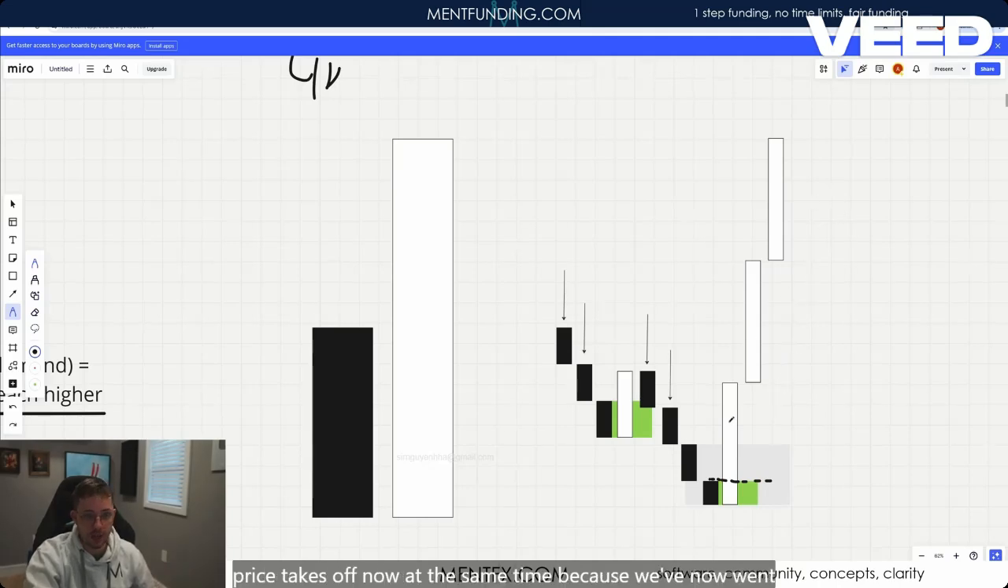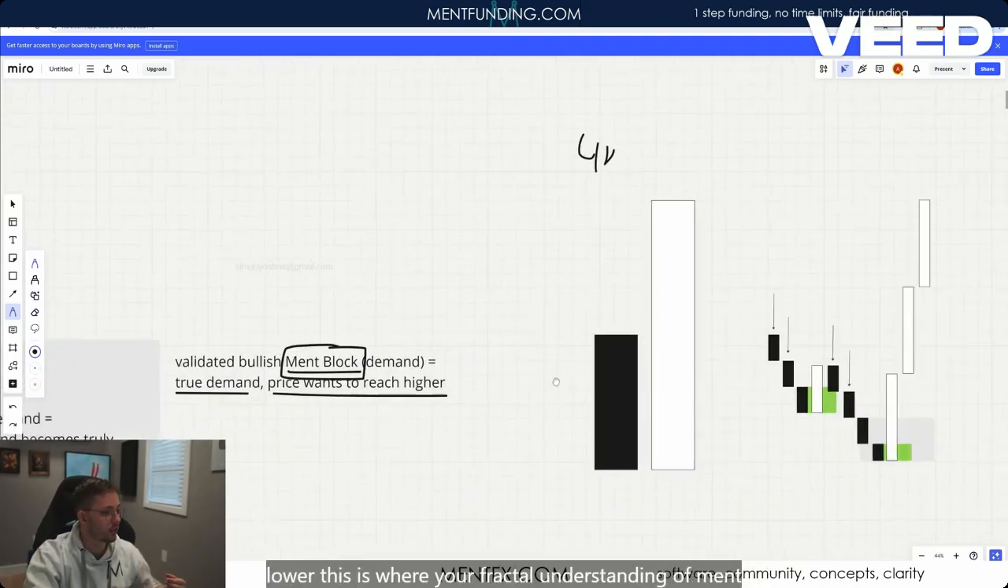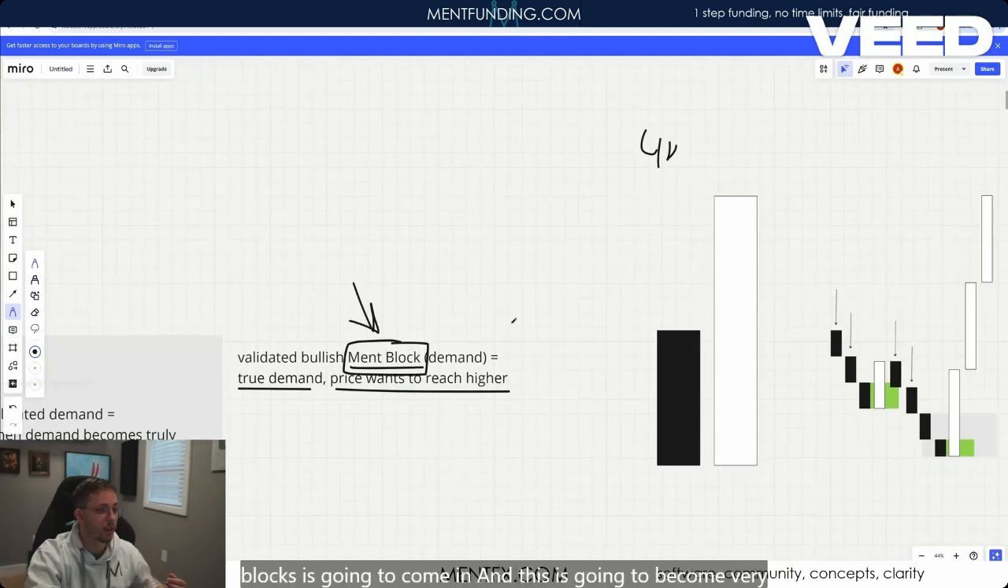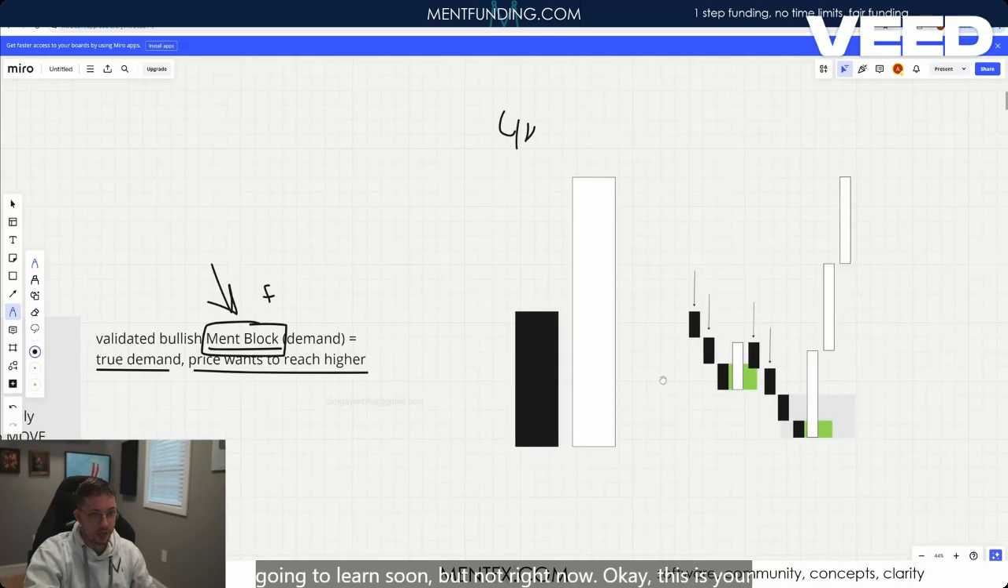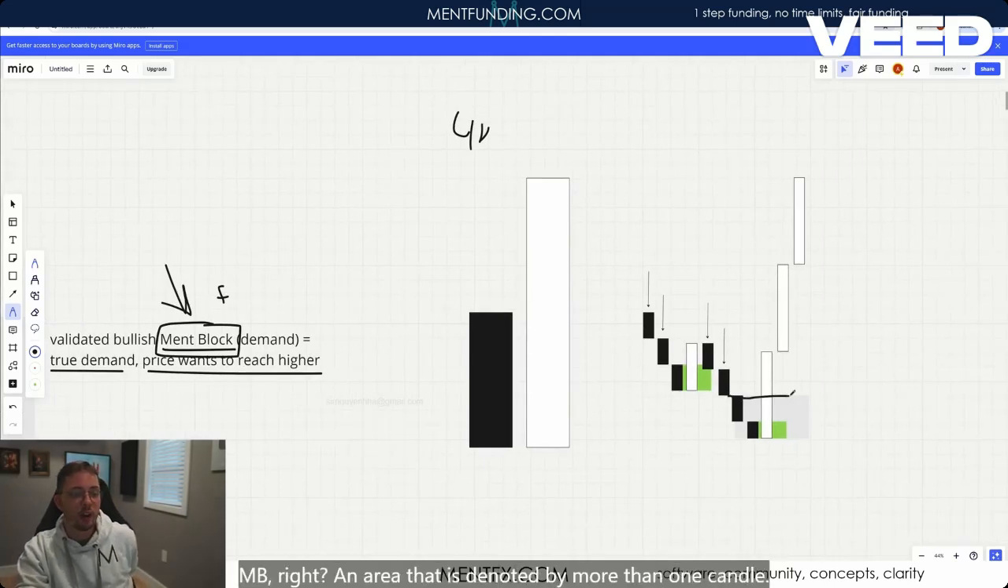Now, at the same time, because we've now gone lower, this is where your fractal understanding of ment blocks is going to come in. And this is going to become very important in the future when we get more advanced about them and start looking at them at a fractalized level for actual entries, for consideration of where you are in terms of structure, moving averages, and all the other things that you're going to learn soon, but not right now. Okay. This is your MB, right? An area that is denoted by more than one candle.